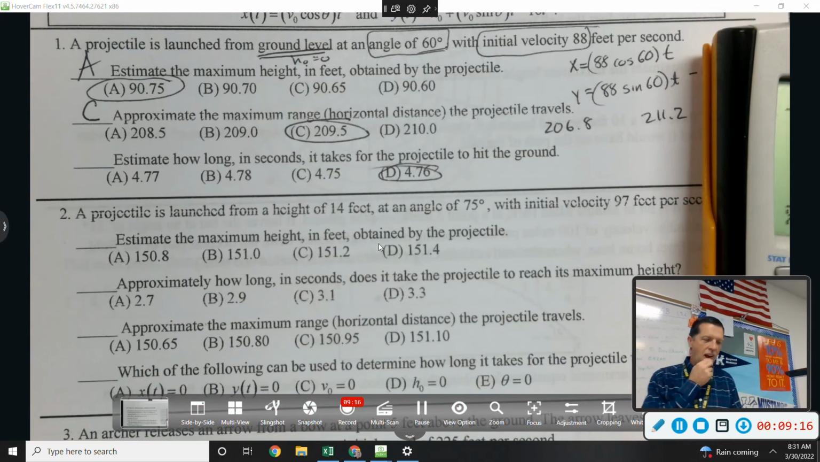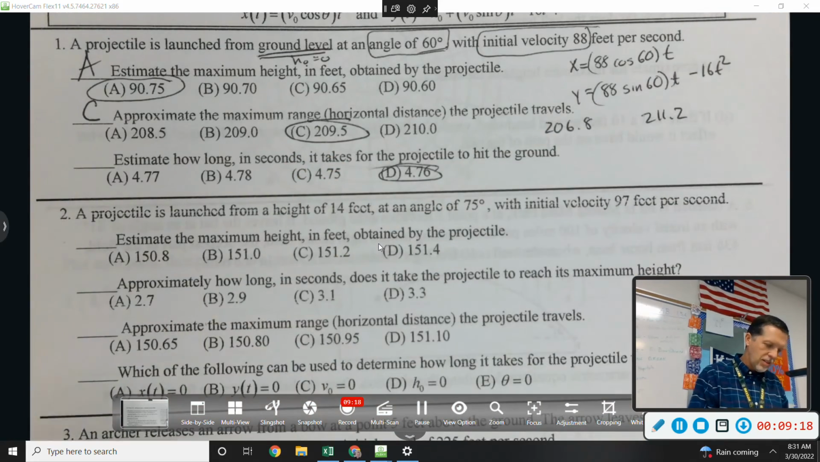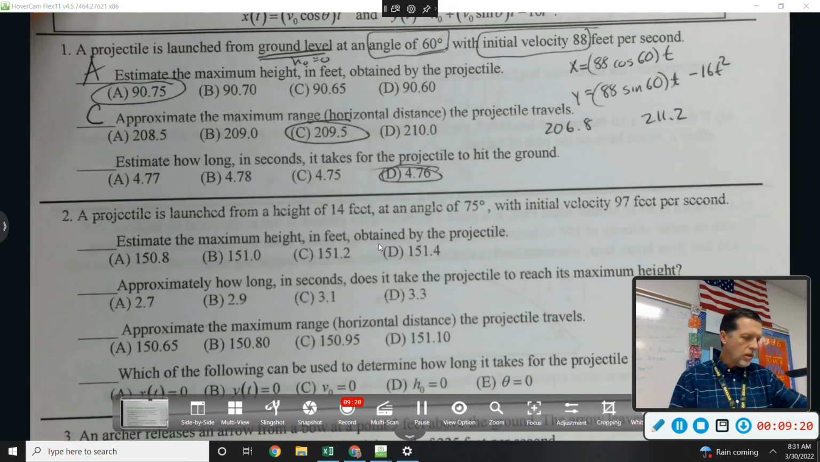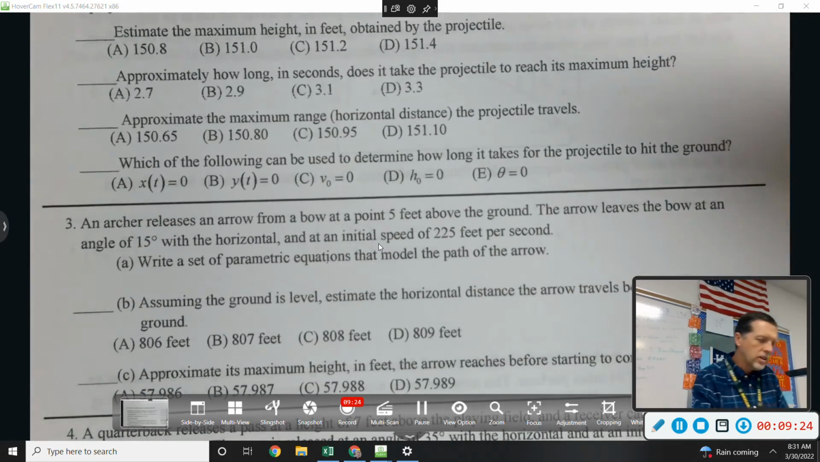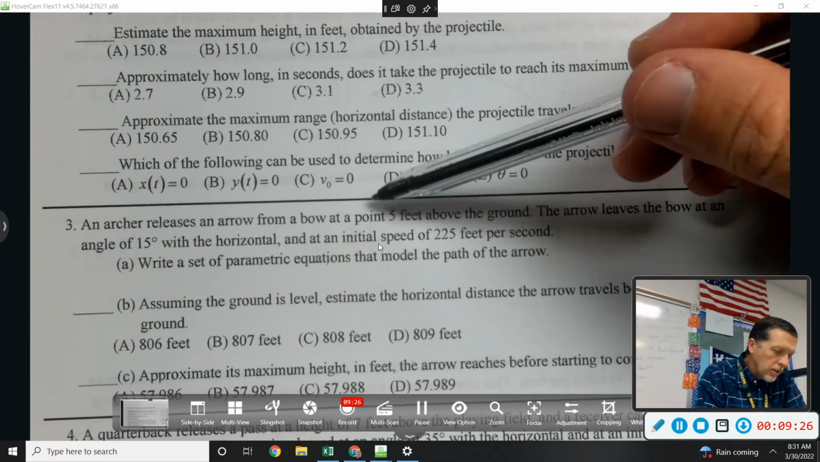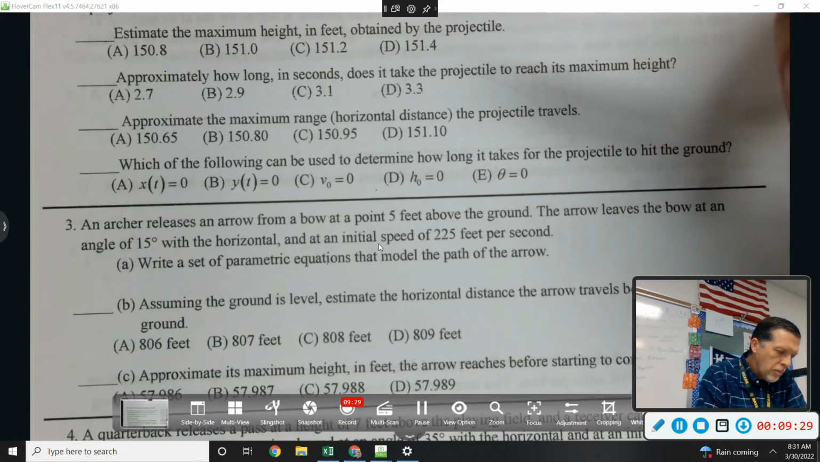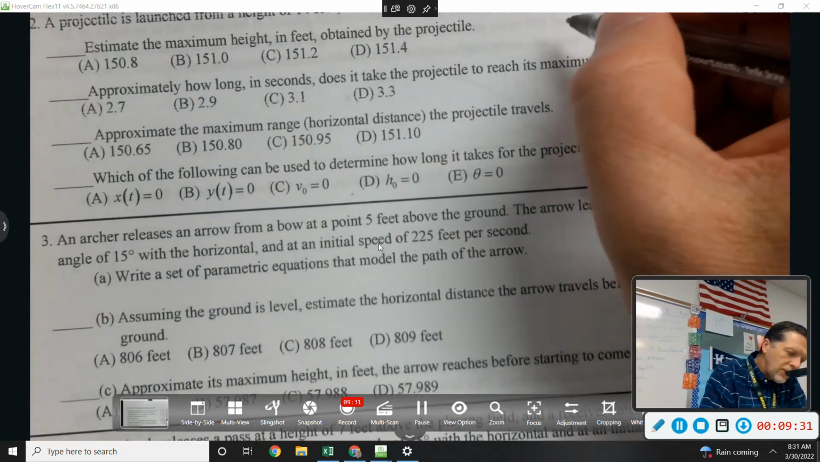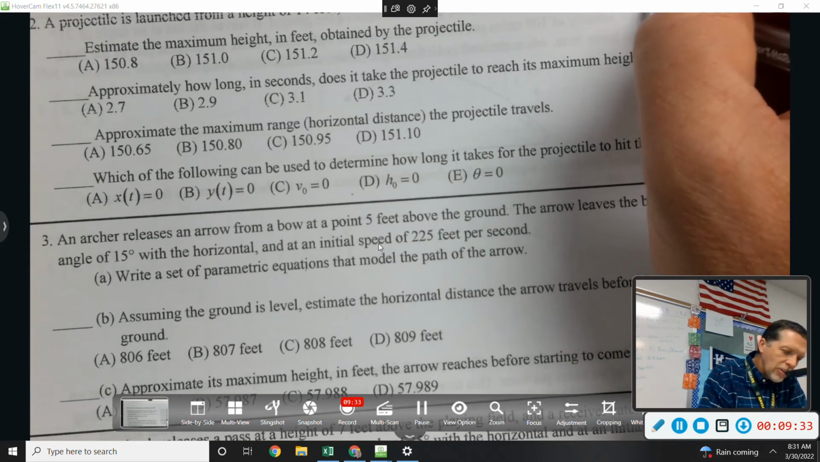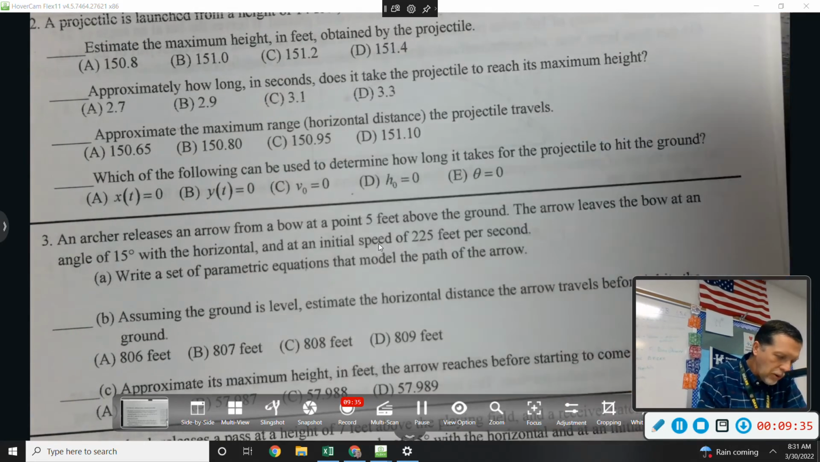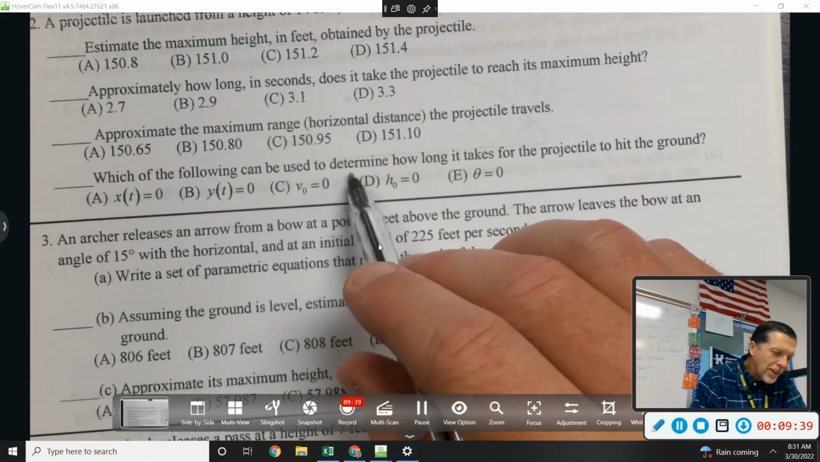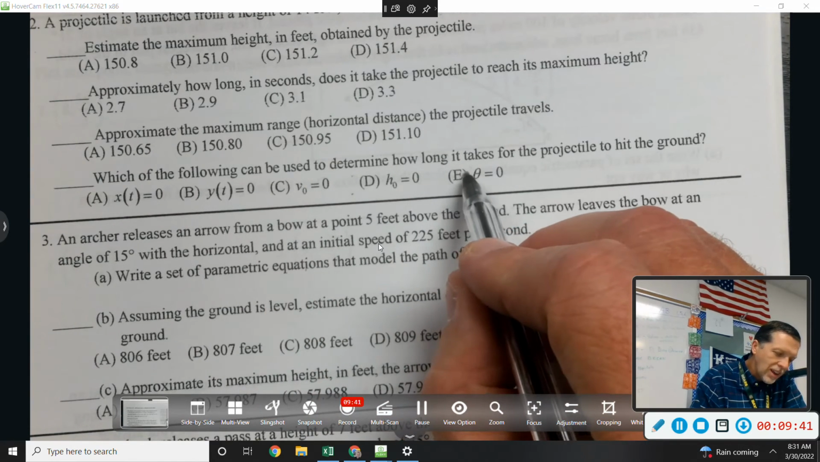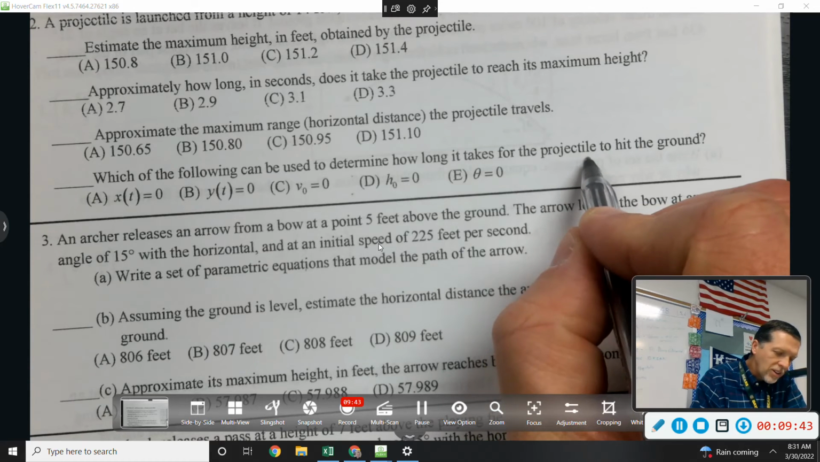Did you do the last one on number 2? Yes. That one and then the third one. So a lot of this is playing with the calculator. Let's do the last one on number 2. A projectile is launched from a height of 14 feet, angle 75, initial velocity 97. Okay, so all the equations we could type in. Oh no, it's not like numbers. It's just which of the following can be used to determine how long it takes for the projectile to hit the ground?